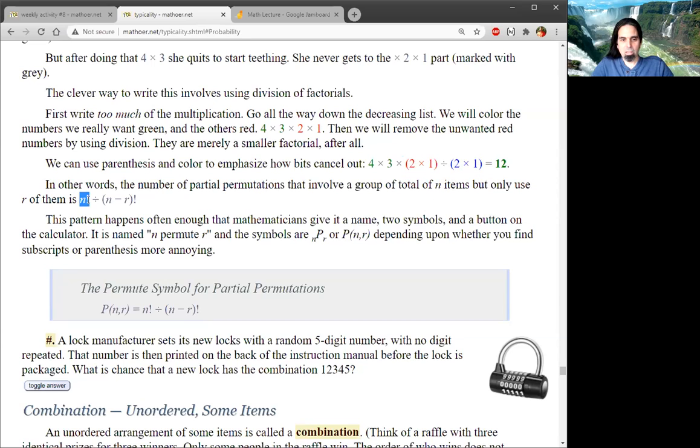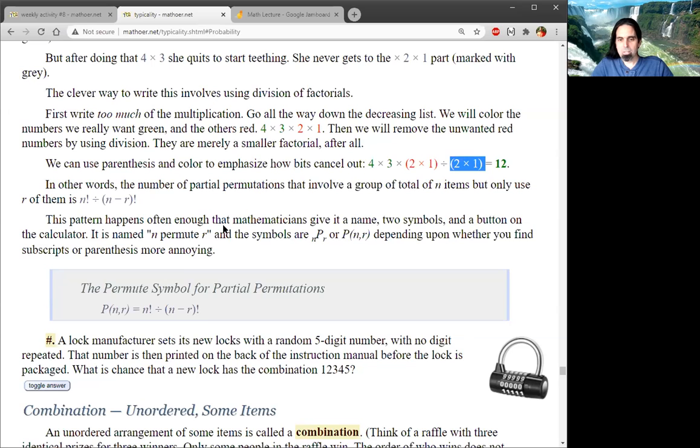We started with the n factorial. N is how many? 4 books were in her pile. And then we divide by n minus r. Where do we get that? It's how many we have, the n, but we only use r of them. So we have to divide by how many we didn't use, the n minus r.